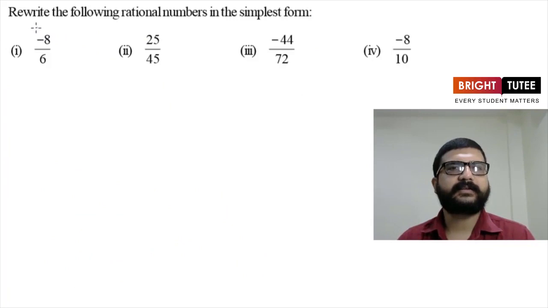Now here is the next question. Rewrite the following rational numbers in the simplest form. Simplest form means we have to write them in the standard form. So let's see the first number. It is minus 8 upon 6.